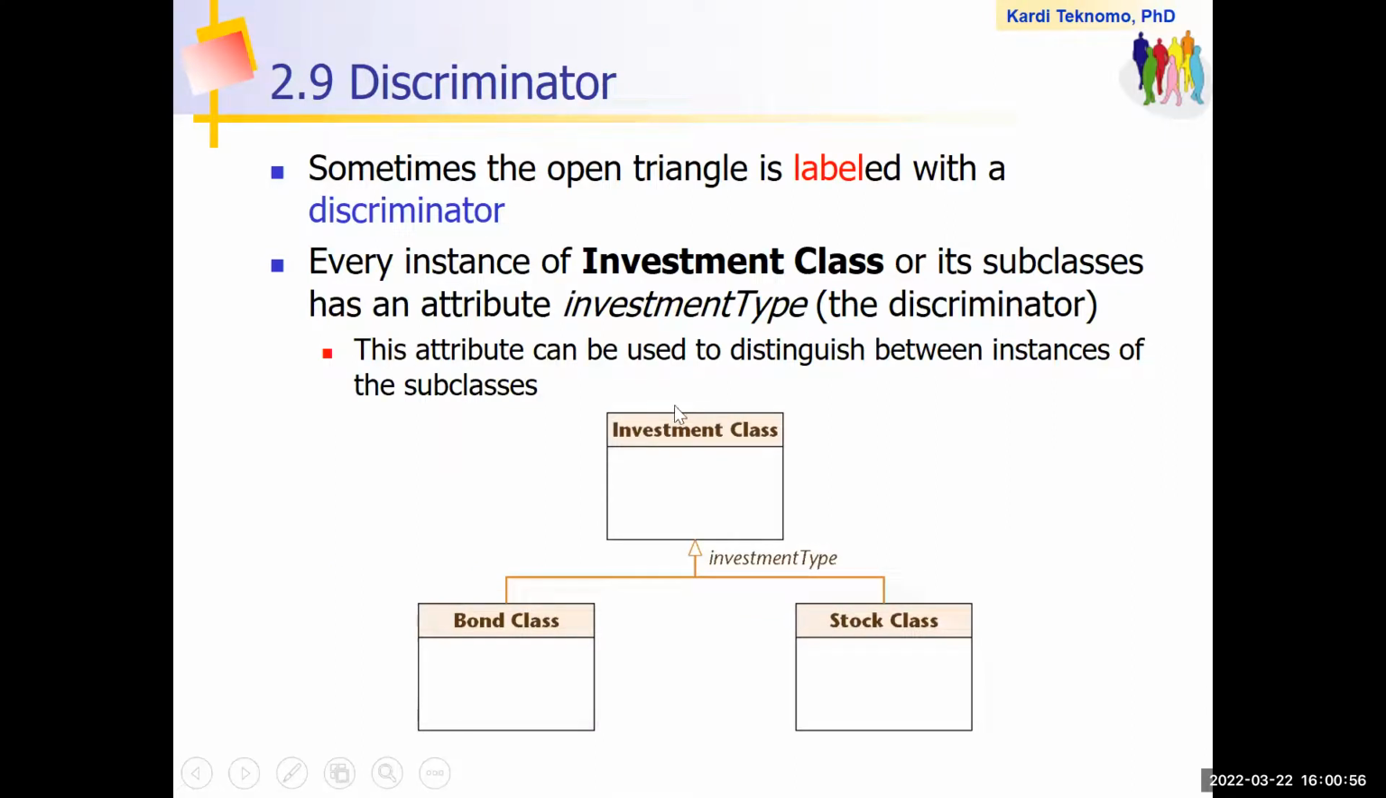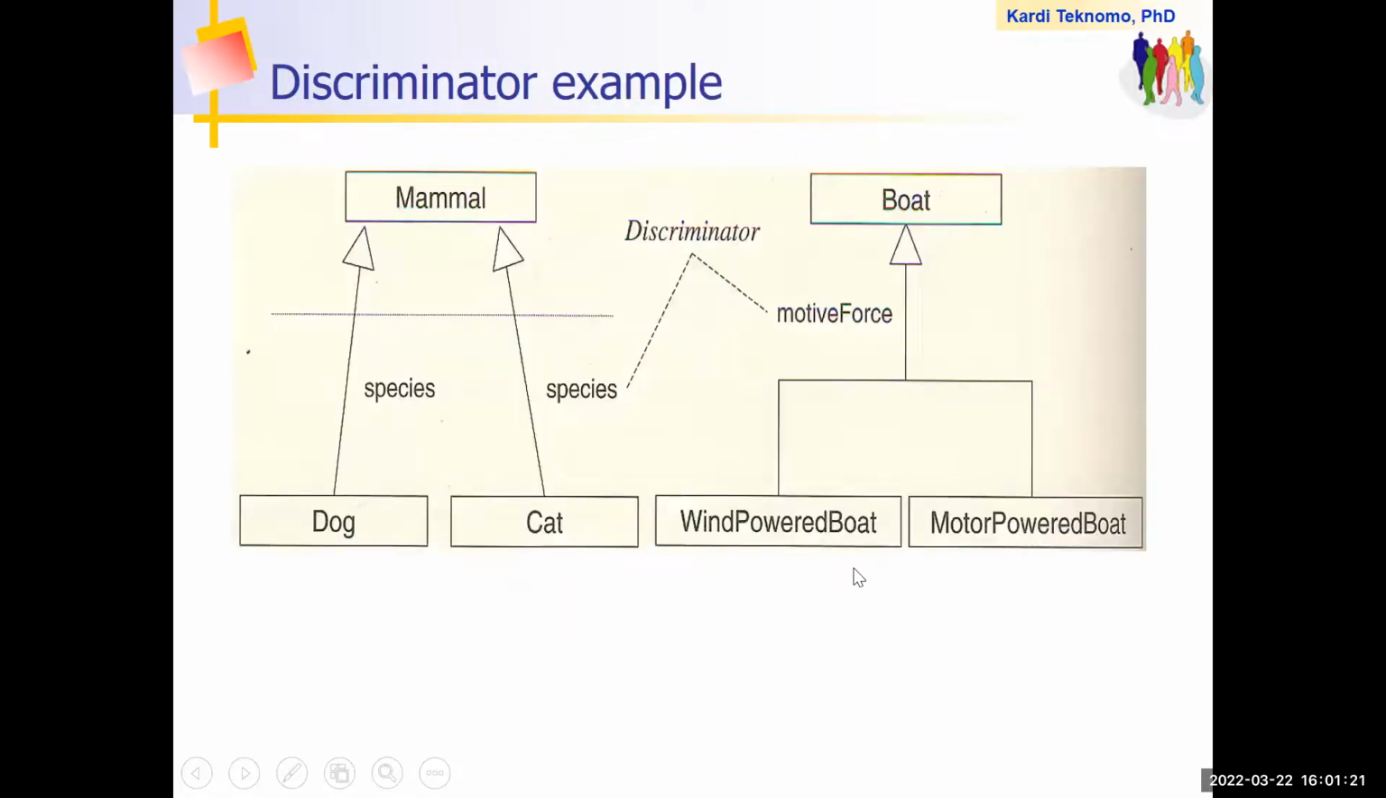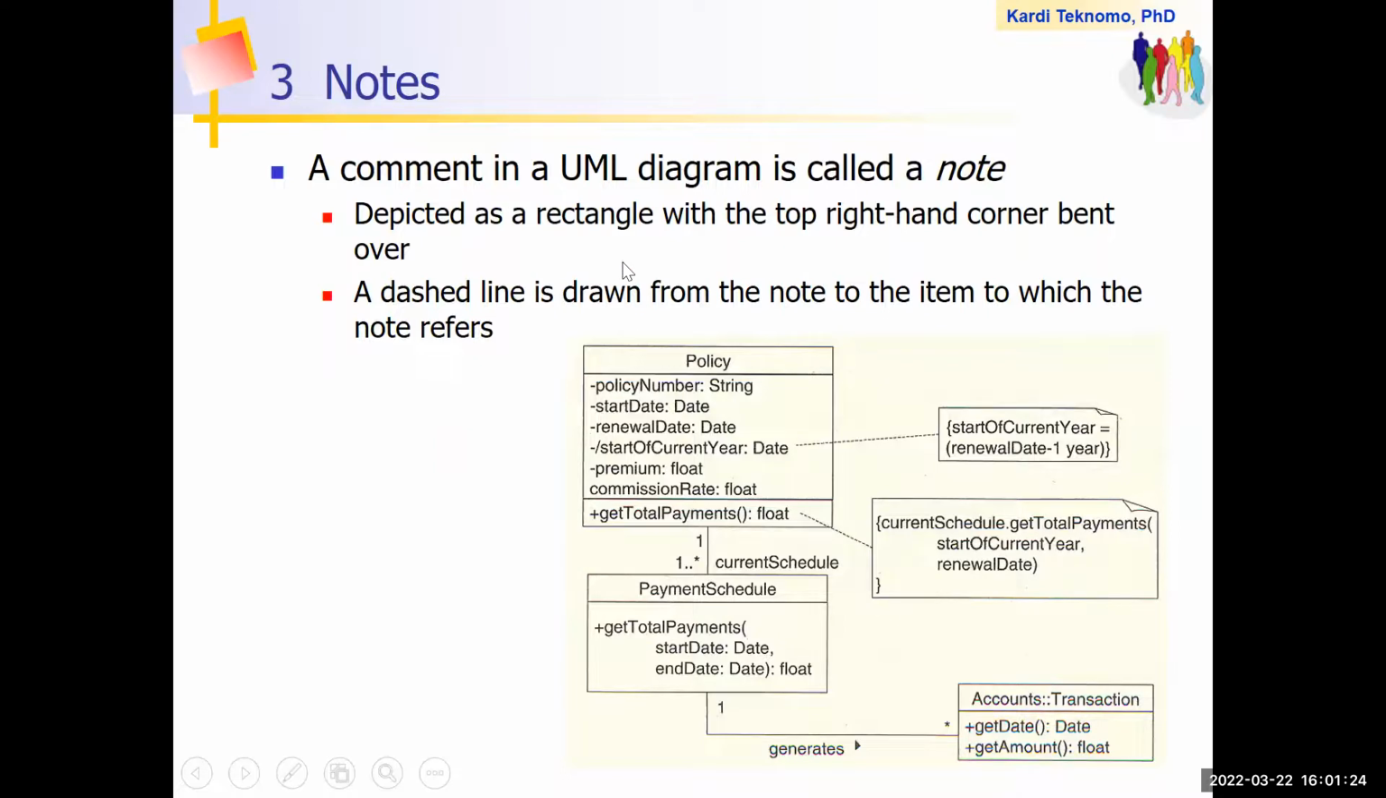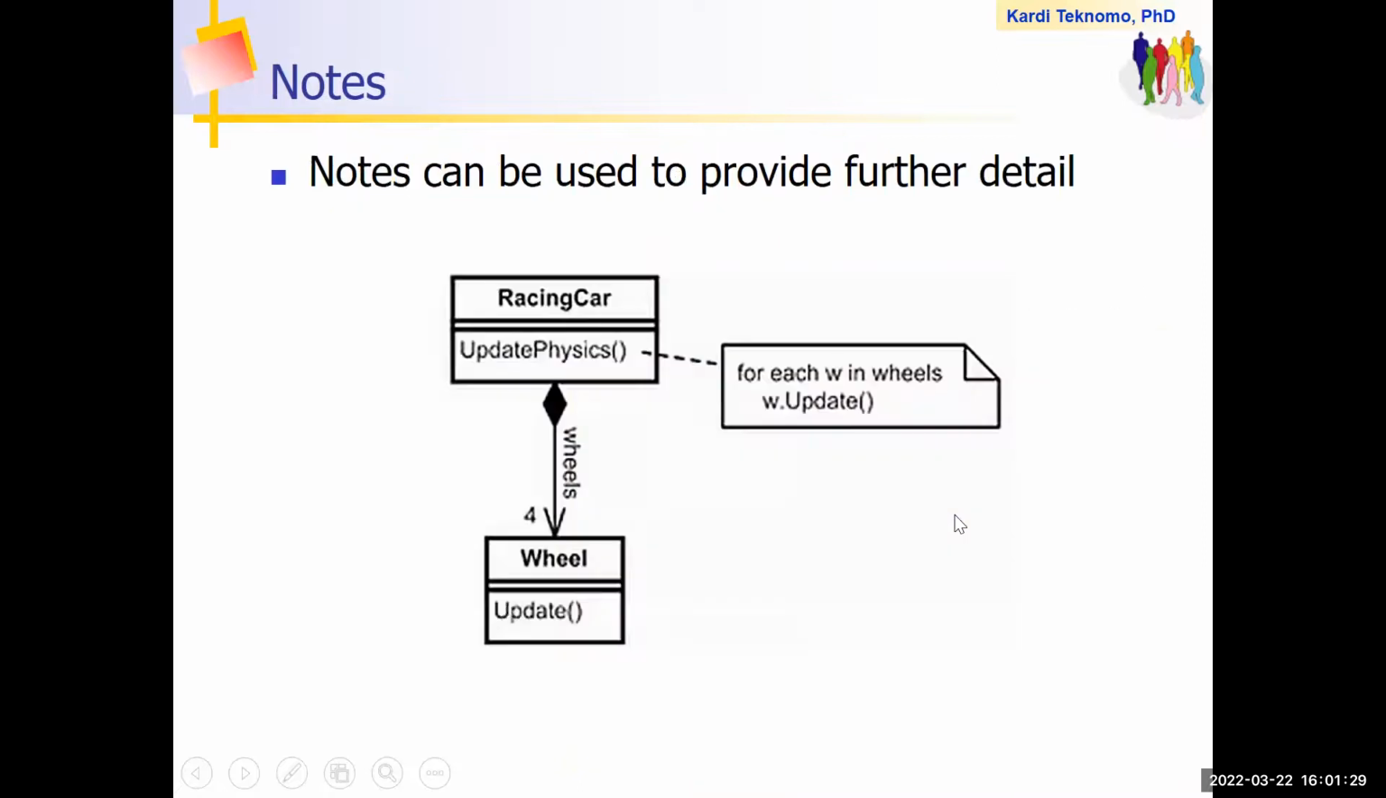Next, sometimes you create an open triangle to label that this is actually a discriminator, a type rather than an association. So, for example, investment consists of bond class or stock class. So this is representing the type. As I mentioned earlier, you can put a note in UML. So that is the example, and that was about the class diagram.